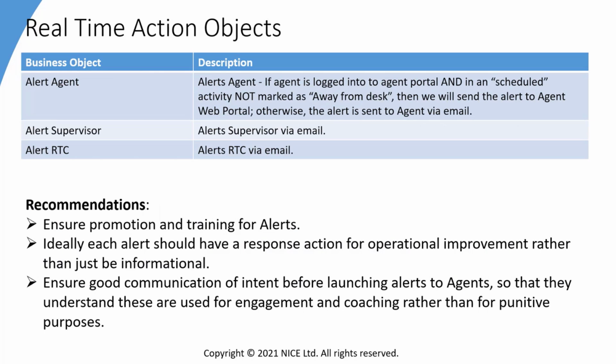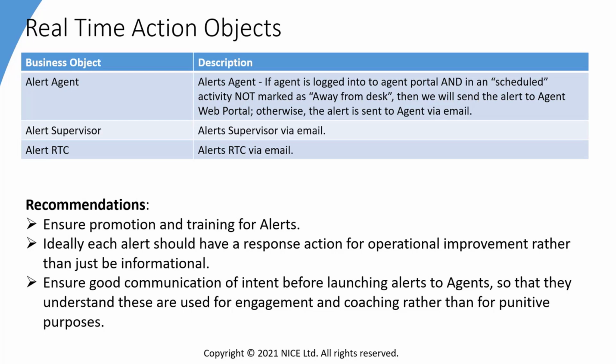So here's how our action objects work. We have 3 right now. We will be looking to add possibly some additional ones in future releases, but right now these are the 3 we have in 8.6. The first one is alert agent.